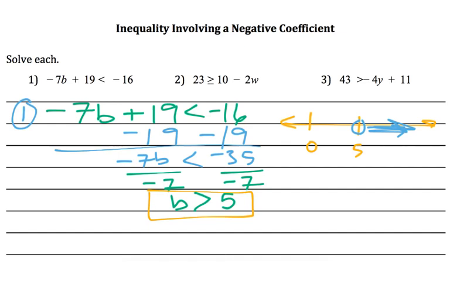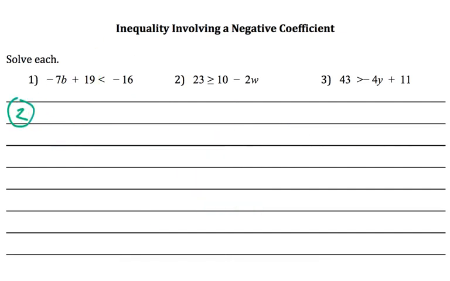Now let's check this in our original problem. Let's plug in 5. Negative 7 times 5 is negative 35, plus 19 is negative 16. And I can type that all into a calculator if I need to. So I'm cool with getting the pivotal point there accurate. Now let's try a billion. If I try to plug in 1 million, 1 billion, whatever, this would be a very, very negative number, which is definitely less than that negative number. So I feel good about the answer b greater than 5.